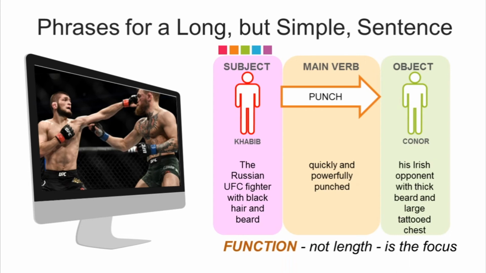Now, in this case, they do not change the function, only the length. The Russian UFC fighter with black hair and beard is still the subject. It is still the same person. It is still Khabib. The punch, although it has been detailed with quickly and powerfully, is still the same action, because the main idea is still punching. And Conor is still that person. So the function does not change. However, the length changes. In this case, the function is more important. It does not change the fact that this is still one subject, one main verb, and one object. We just make them more detailed.